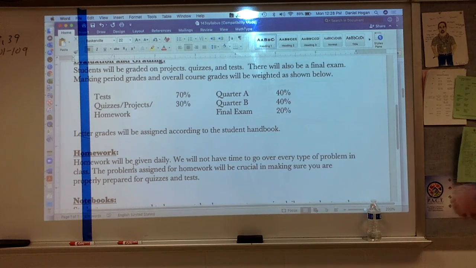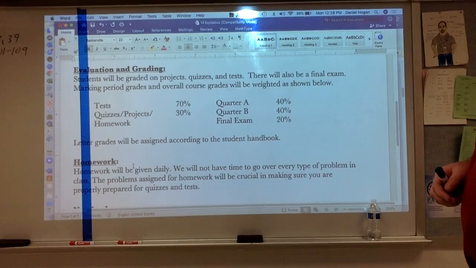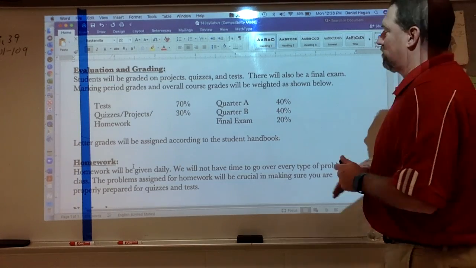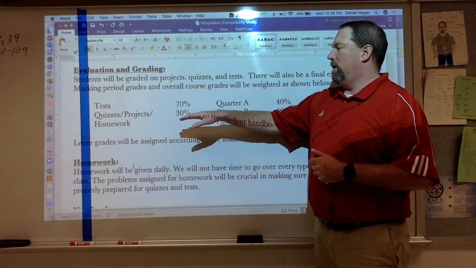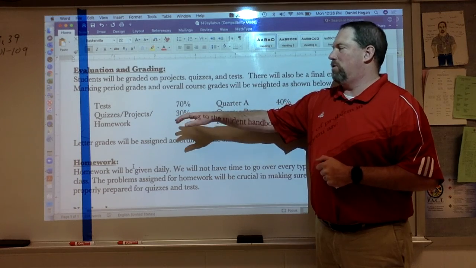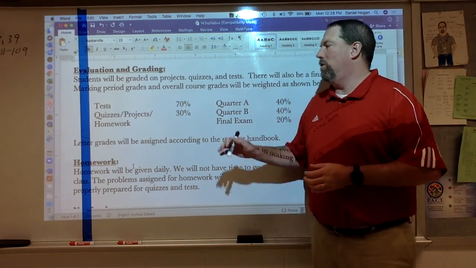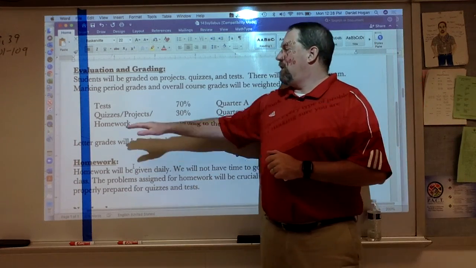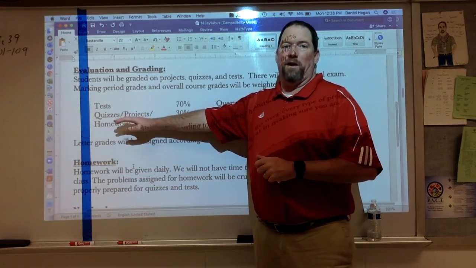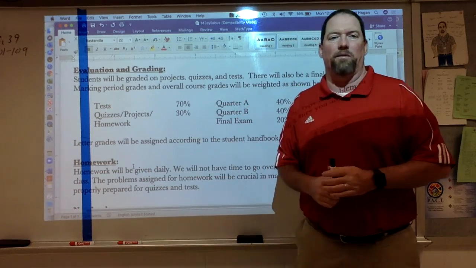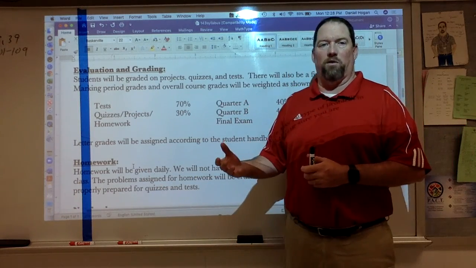Evaluation and grading, okay? So basically, their tests are going to be one part of the grade. It's going to count 70%. And then I combine all of the quizzes. There's one or two small projects that we sometimes do. We don't always do them, and their homework. Each chapter has their homework. They literally have every single question that's going to be required of them to turn in their folders already.